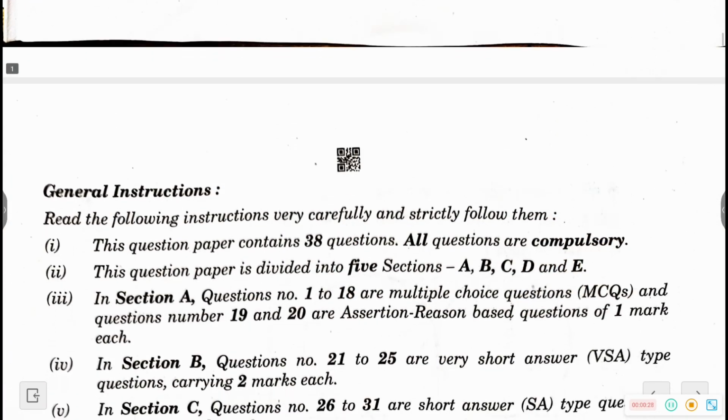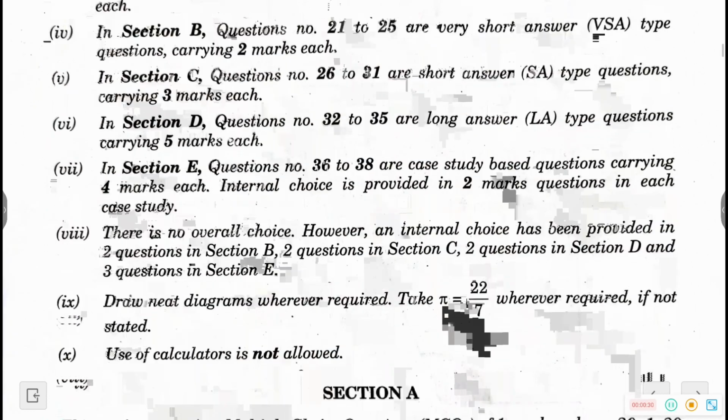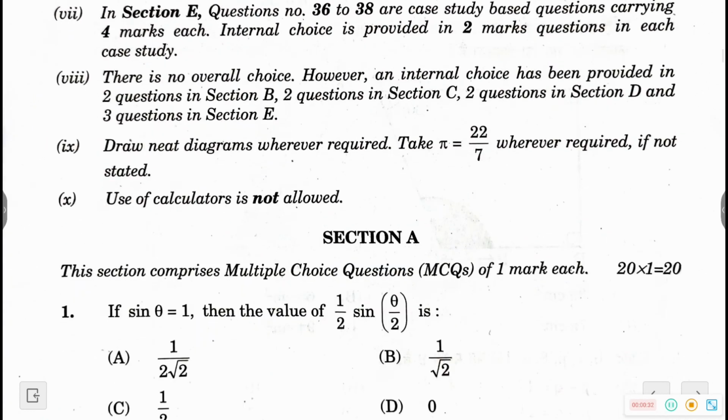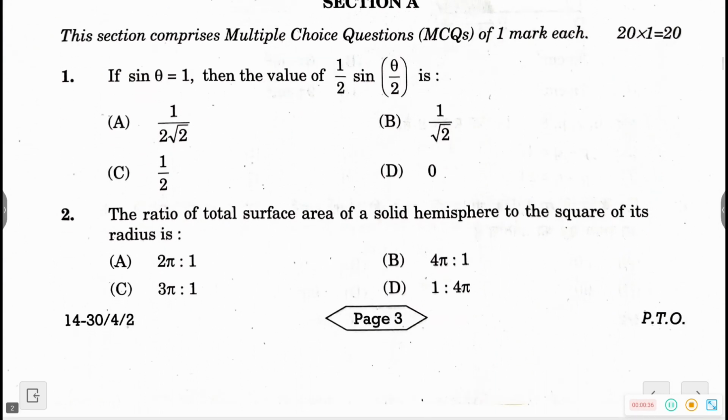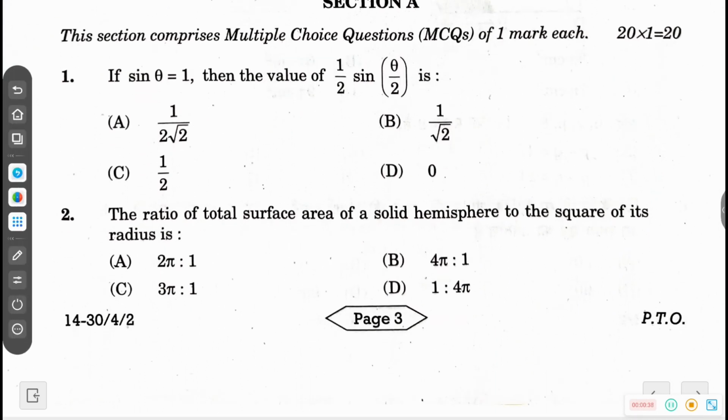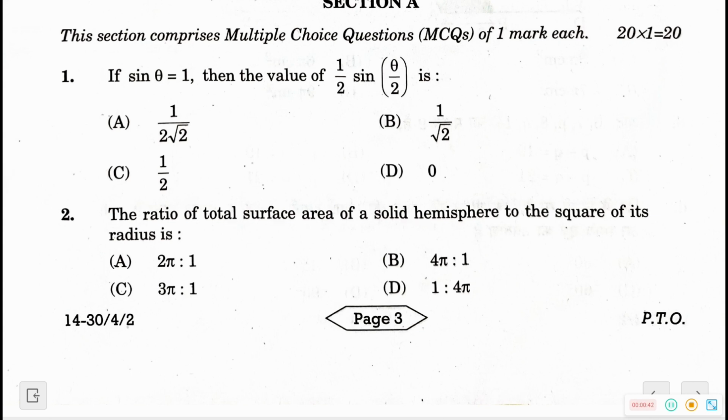Here we can see section A is completely multiple choice questions, 20 marks. This is the set 2 question paper. In this, the first question is: sin theta is equal to 1, then find the value of 1 by 2 sin theta by 2.